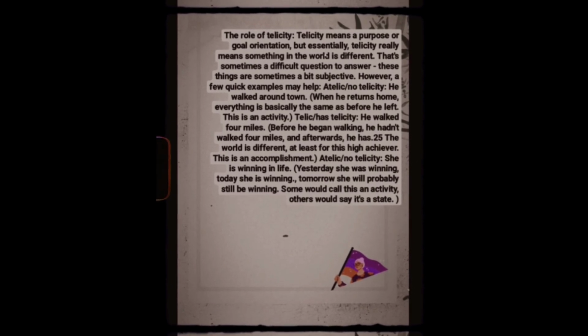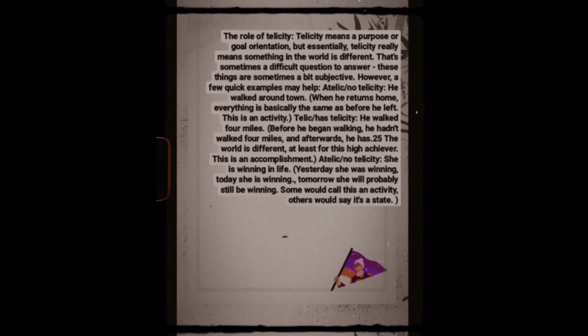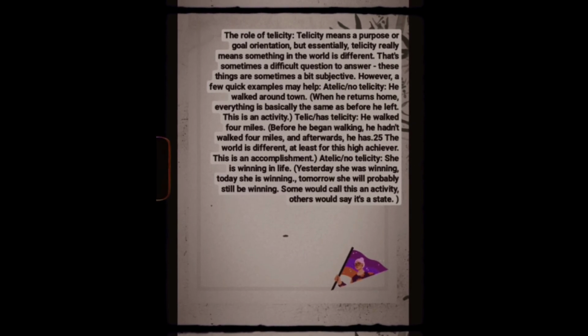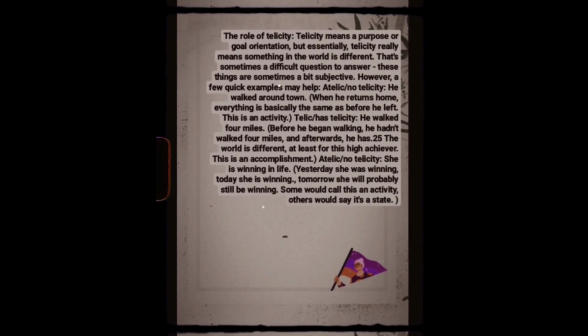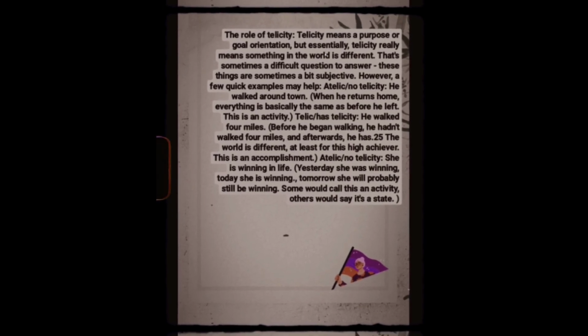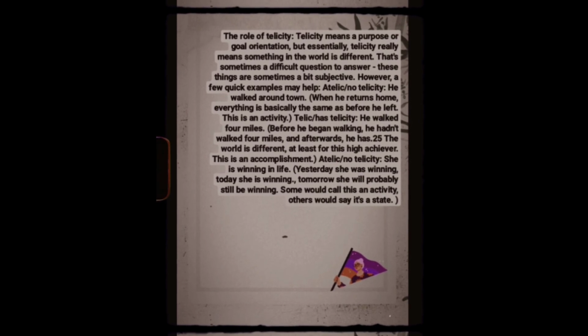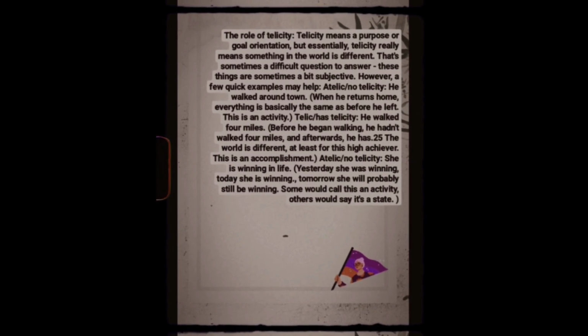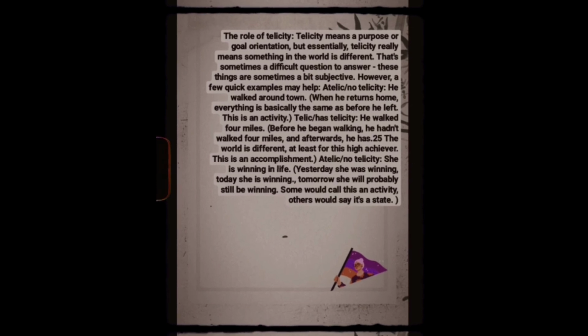Atelic or telic? He walked around town. When he returns home, everything is basically the same as before he left. This is activity, atelic. He walked for miles. Before he began walking, he hadn't walked for miles, and afterward, the world is different, at least for the hiker. This is accomplishment, telic. She is winning in life. Yesterday she was winning, today she is winning, tomorrow she will probably still be winning. Some will call this activity, others would say state.